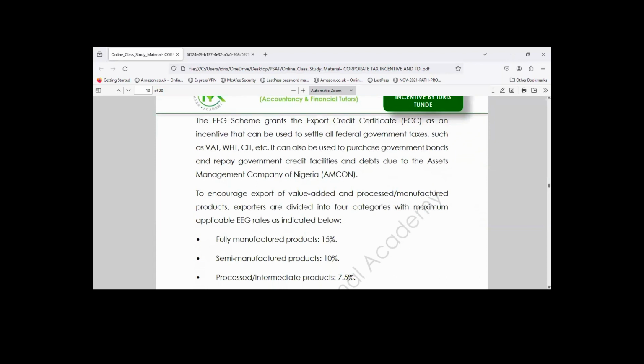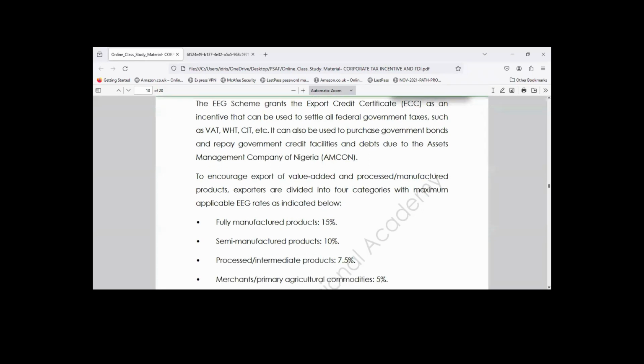Export expansion grant scheme. They are the incentive used to settle all federal government taxes, such as value-added tax, withholding tax, company income tax. It can be used to purchase government bonds and repay government credit facilities, debt due to the Asset Management Corporation of Nigeria. So those are the export expansion grant scheme.